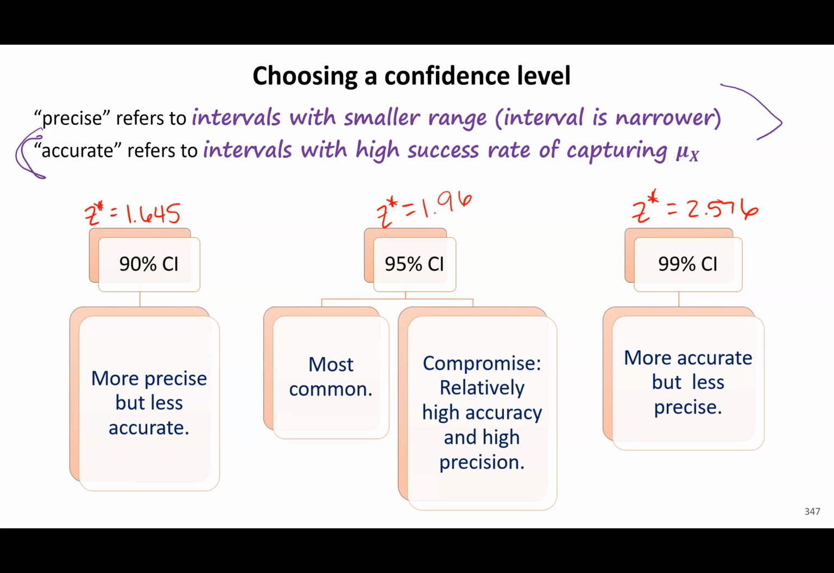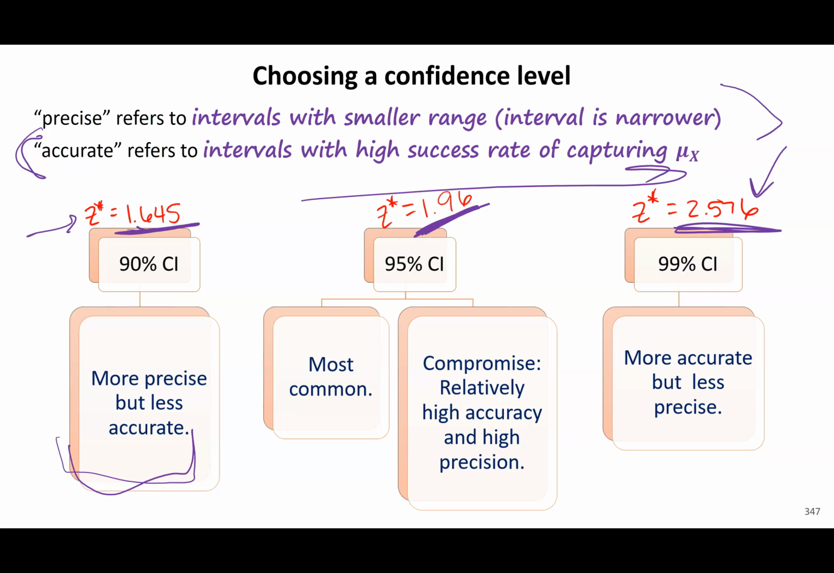So just outlining again, if I want a 90% confidence interval, my z-star is 1.645. It's more precise because it's narrower, but it's less accurate because it's narrower. 99, it's 2.576 as my z-star. It's more accurate because it's wider, but it's less precise because it's wider. And things to note, the 90%, 1.645, 95, 1.96, then 2.576. The z-stars are getting bigger, and when the z-stars get bigger, the interval gets wider.